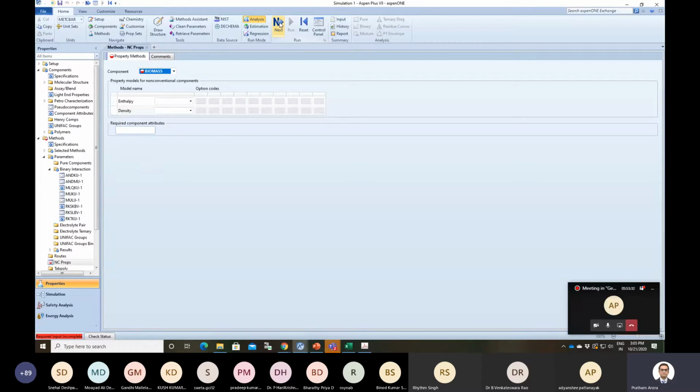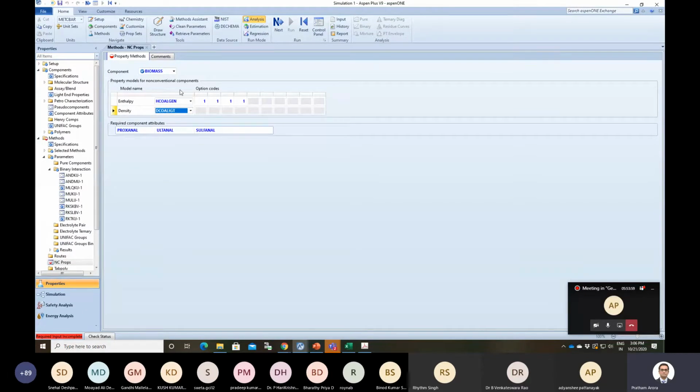So now comes the non-conventional parts. If you remember, we had the biomass and the ash defined as non-conventional. So we need to give the properties. How is Aspen Plus going to determine the enthalpy and the density of those? We already have options for that. So the basic properties for biomass would be HCOALGEN and DCOALIGT. So these are the basic property packages.